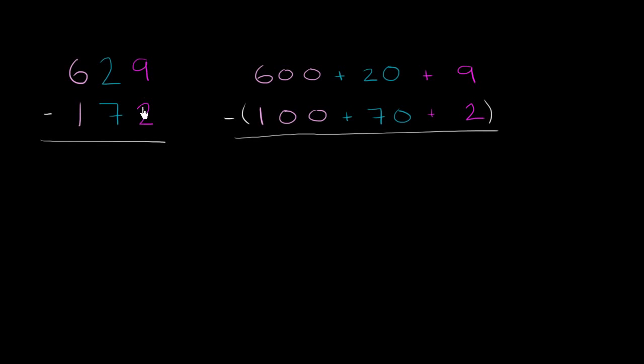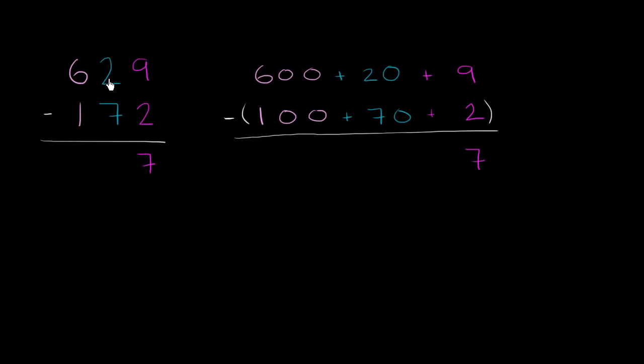So we have 9 minus 2. Well, that's clearly just 7. And over here, we could also say, well, 9 minus 2, we have the subtraction out front, that is going to be 7. Pretty straightforward. But then something interesting happens when we get to the tens place.